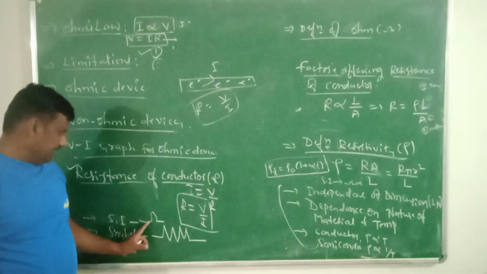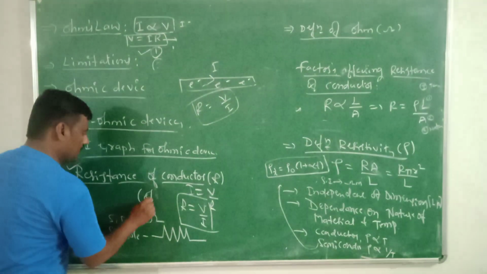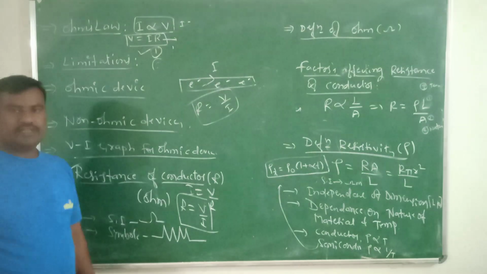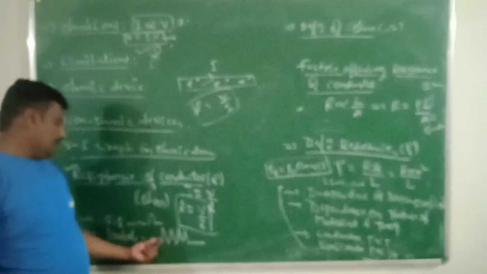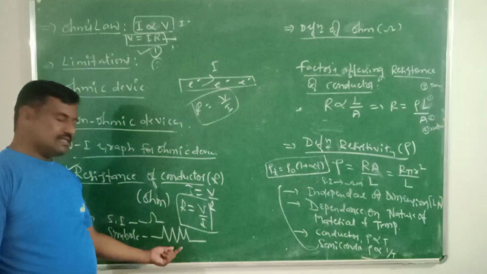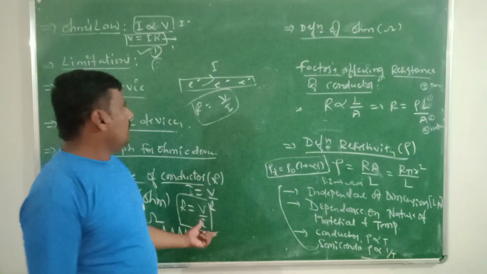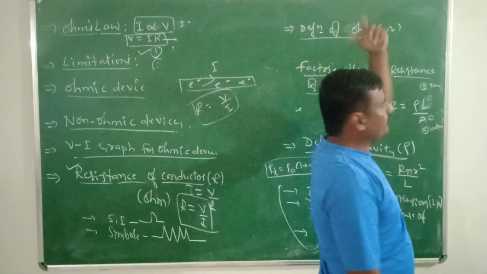Now see, this is the SI unit. The SI unit of resistance is ohm, and the circuit symbol for resistance is this one. This is the circuit symbol. Now we will discuss the definition of ohm.